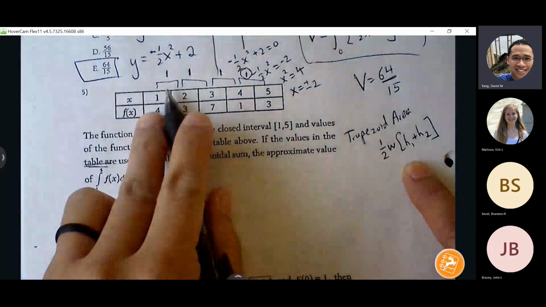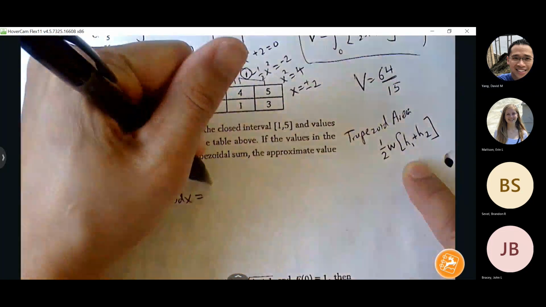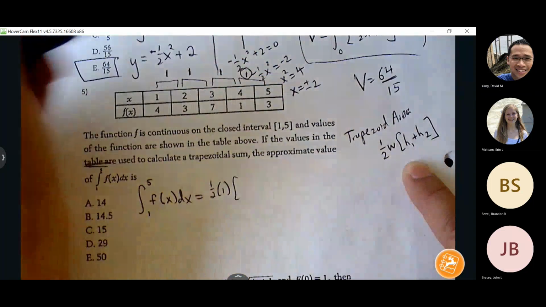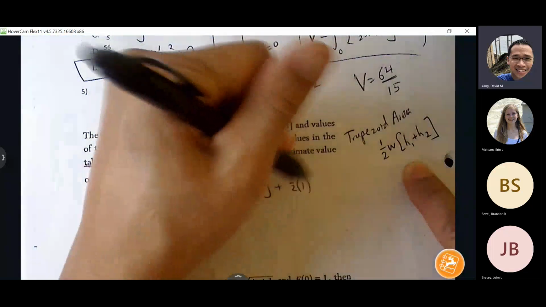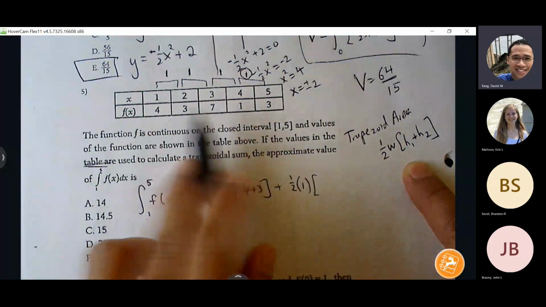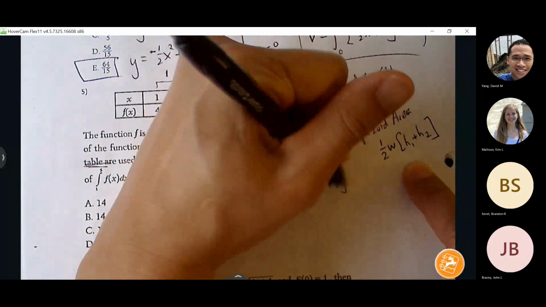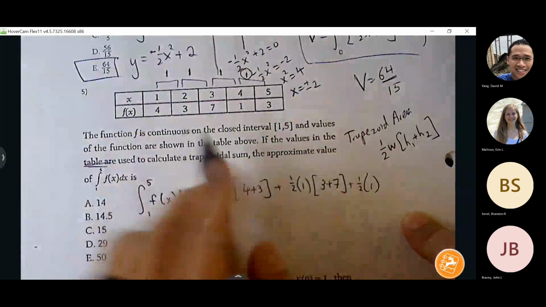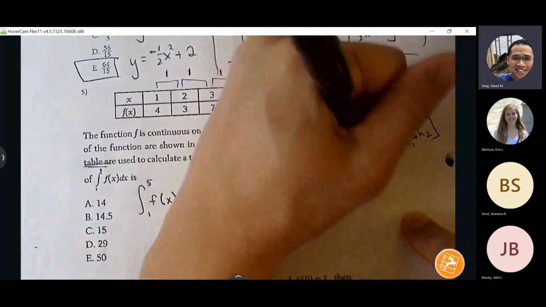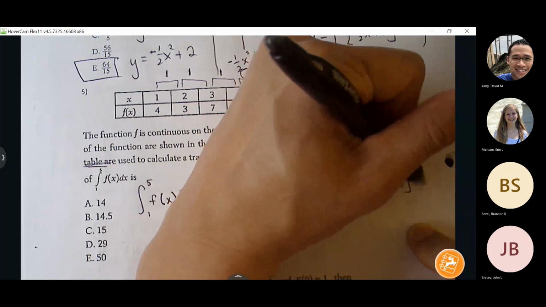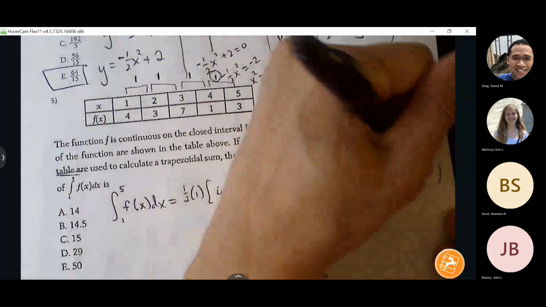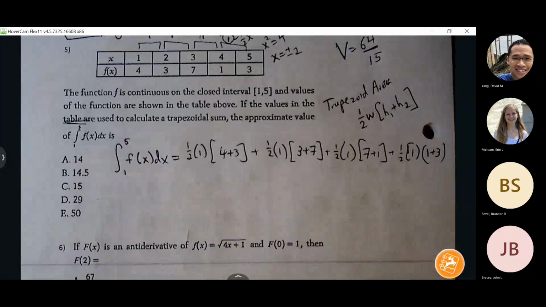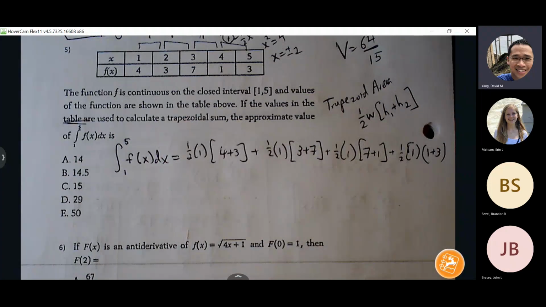Okay, so 1/2 width. My first interval, my width is 1. My heights are 4 and 3. Okay, so all my widths are 1. My second trapezoid is 3 and 7. Seven plus 1. Okay, so just add all that up. Ends up giving us 14.5.